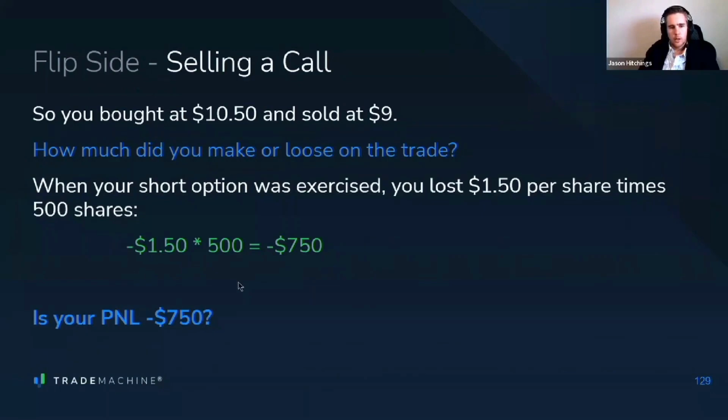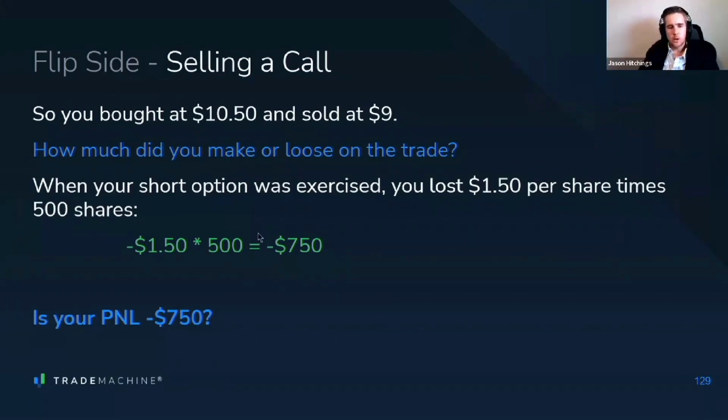Well, when you bought the stock for $10.50 and you sold it for $9, you lost $1.50 per share. And you had to come up with the money to cover the original purchase. And then you got credited with some money back. But you netted being out $750, the difference between those two.